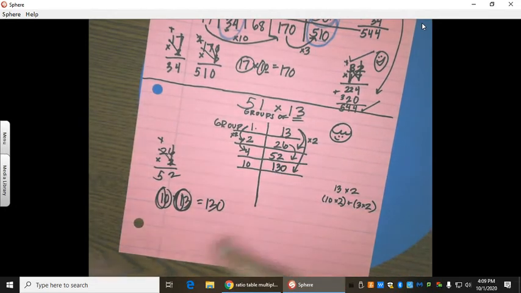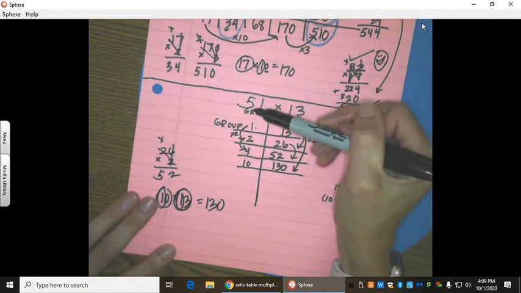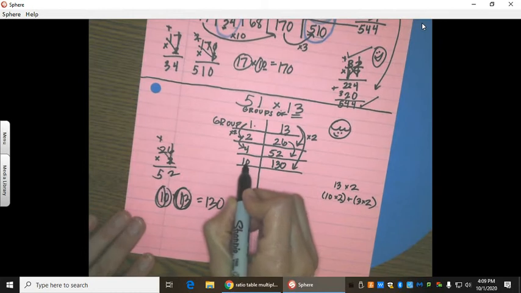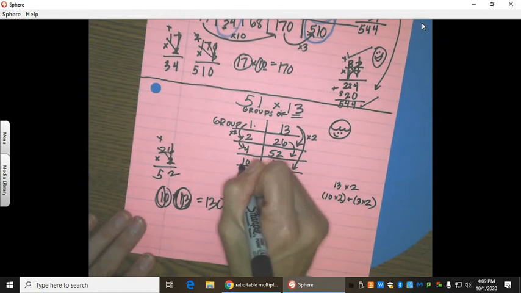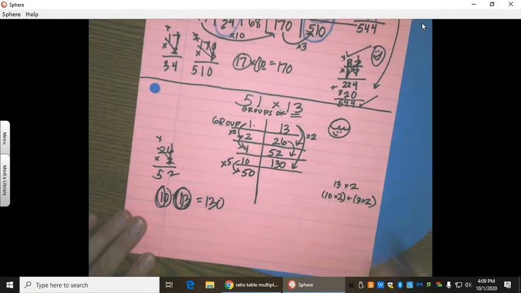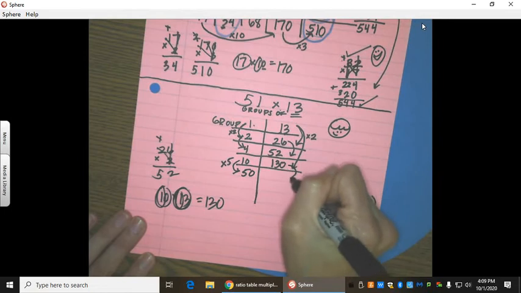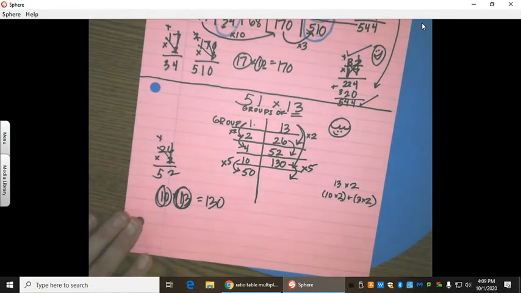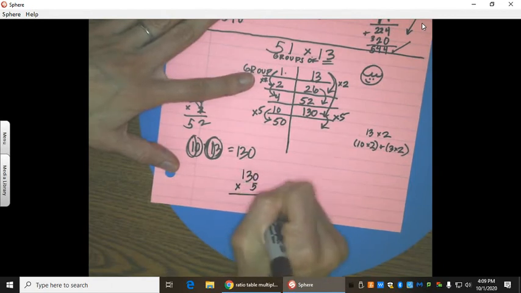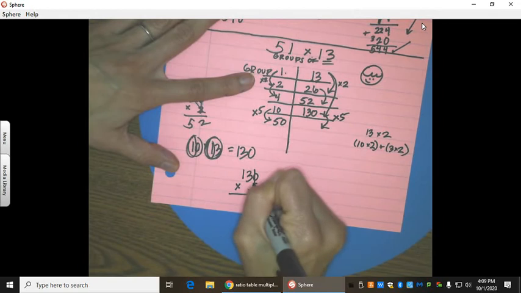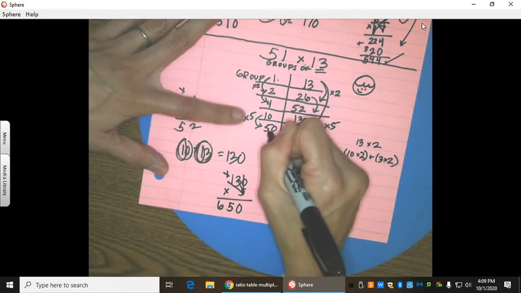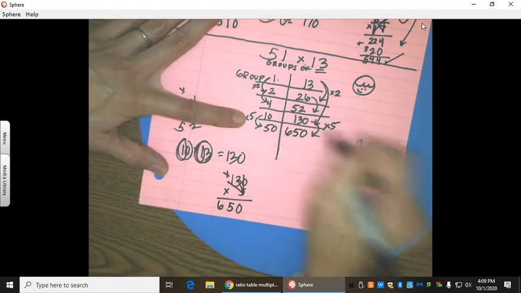So this is where I like to rewind. I need to know what 51 groups of 13 is. So far, I know what 10 groups of 13 are. Wait a minute. What if right here I multiply by 5? That could tell me what 50 groups are. This is going to be big numbers. That means I have to take 130 and multiply by 5. But no worries, I can do that in my workspace. 5 times 0 is 0. 5 times 3 is 15. 5 times 1 is 5 plus 1 is 6. So 50 groups is 650.